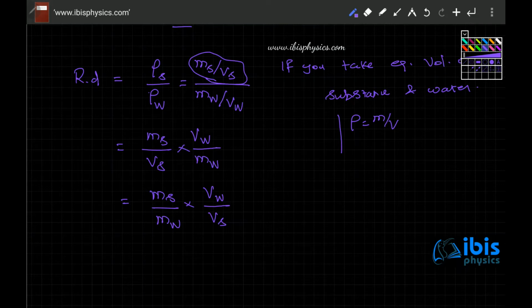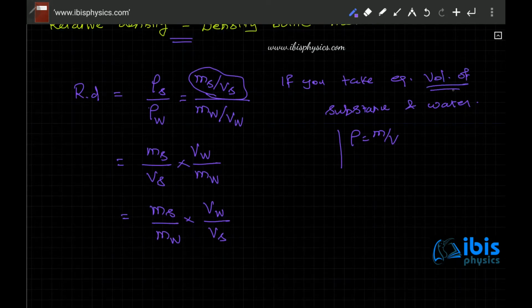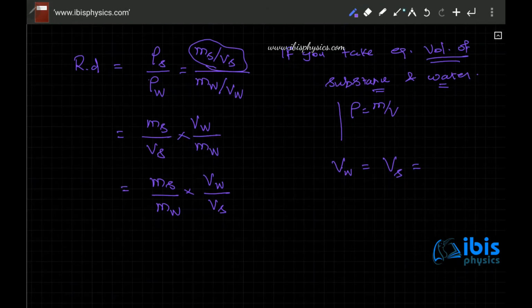So now if you take equal volumes of water and substance, that means the volume of the water is equal to the volume of the substance. Both are equal in that sense. Then the relative density is the mass of the substance by the mass of the water. The only condition is that both have equal volumes.